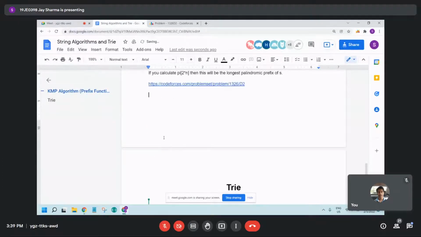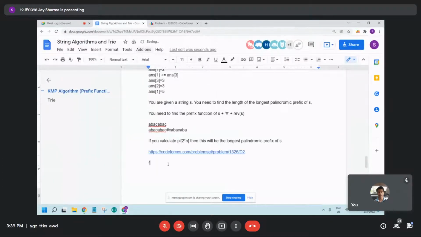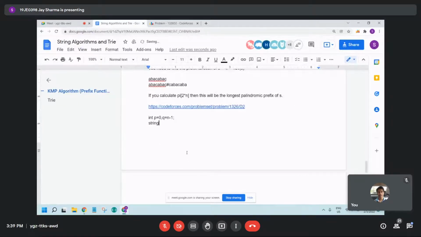So let's try to code this thing. So let me just maintain 2 pointers p and q for the first part. So p is 0, q is n-1. This is basically what we are trying to add, and these are 2 strings, string a comma b.